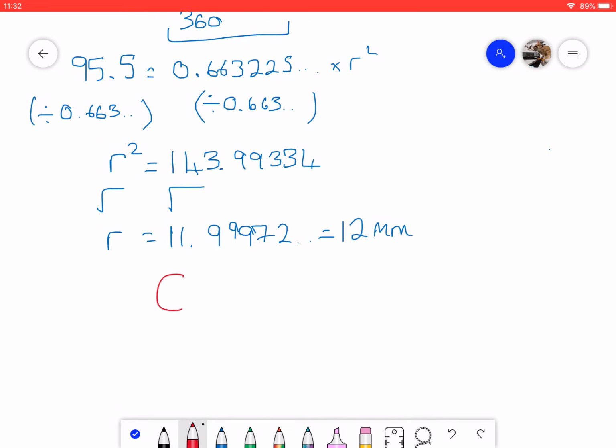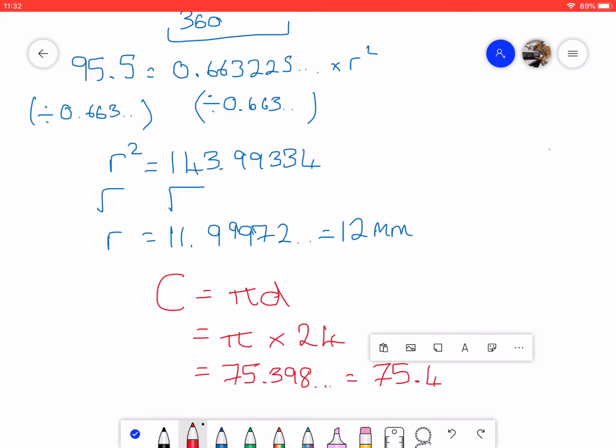Remember, the circumference formula is very simple, it's just pi times the diameter. So circumference is pi d. We've got the radius, and remember the diameter is going to be double that. So pi times 24, which is 75.398. And then we can round for a very final answer.